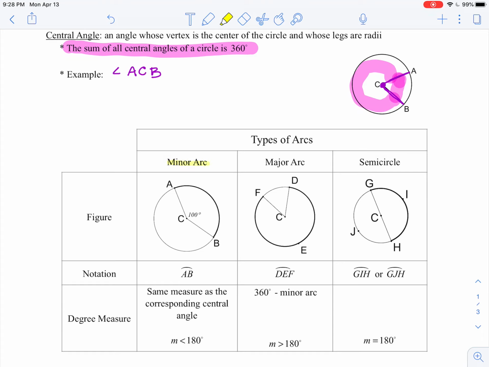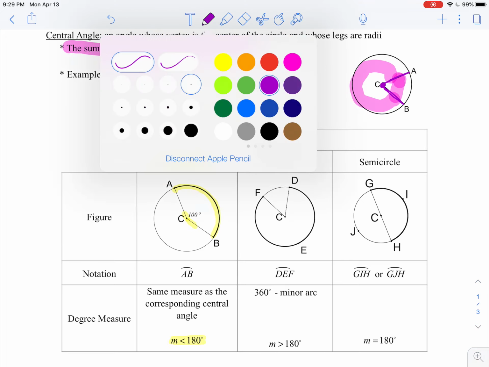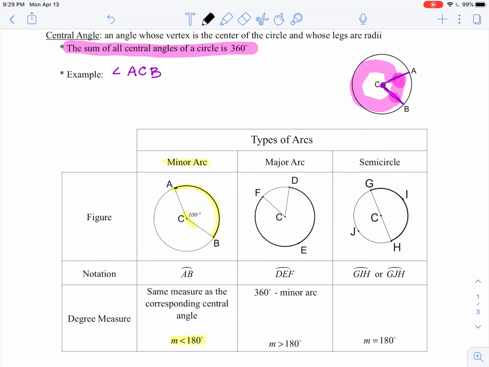So a minor arc is an arc whose measure is less than 180 degrees. An arc that takes up less than half of the circle. You can see here, this minor arc measures 100 degrees, the same as its central angle. When we name a minor arc, we name it according to its two endpoints. So here the arc starts at A, goes across the circle clockwise to point B. So the name of this arc is arc AB with this kind of curve symbol above those two letters.